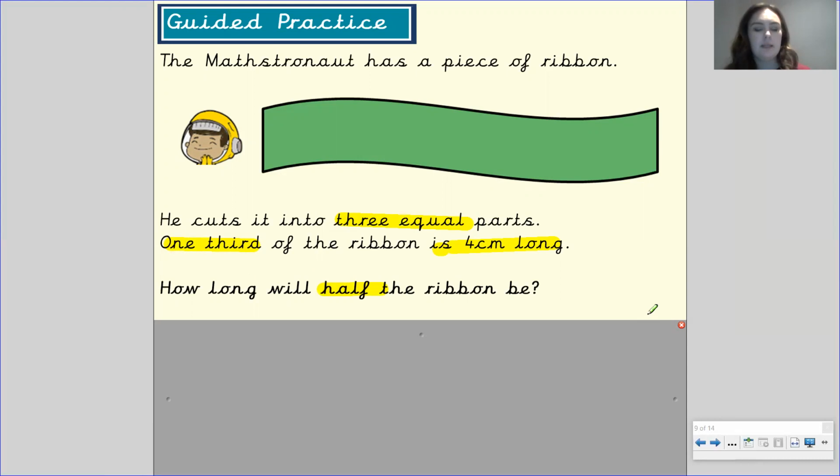What do you think we might need to do to answer this question? What I'd like for you to do now on your mini whiteboards is to have a go at answering this question, and then we're going to go through the answer together. So pause the video here to have a go at working out the answer to this question.